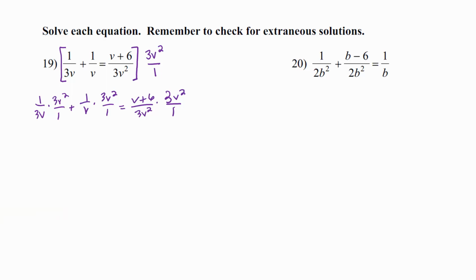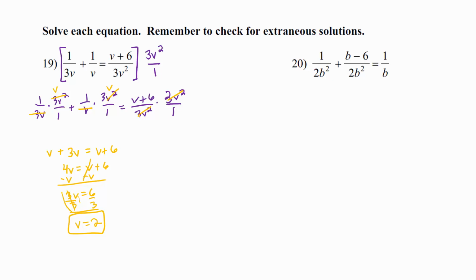So for instance, 3v and 3v squared cancel out and leave me with v. And 1 times v over 1 is just v. And here this v cancels out with this v squared and leaves me with a 3v on top times 1. Here these cancel out completely, leaving me with just the v plus 6. And now I've got a pretty easy equation to solve. I get these v's together, and then I subtract this v over here and get 3v equals 6. So I divide both sides by 3 and get 2. Now 2 is really the answer because when I plug in 2, it doesn't give me 0 on bottom.